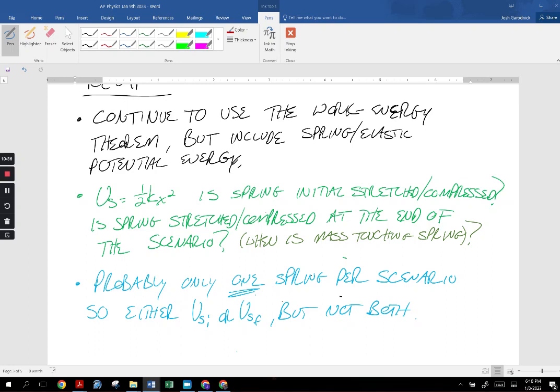You're wasting time. Spring potential energy is 1/2 kx squared, where x is how much it is stretched or compressed from equilibrium. K is the spring constant. The question you ask is, initially, is that spring either stretched or compressed from its equilibrium? In the end, is it stretched or compressed from its equilibrium? That's usually like a mass being stopped by a spring. Usually it's a mass shoots a spring or a mass stops a spring. Those are your two options, basically. The other way to think about it is, when is the mass touching the spring? That's when you have the energy. And there's probably only one spring per scenario, so it's going to be either the beginning or the end. I haven't seen a problem where we have spring energies in both.